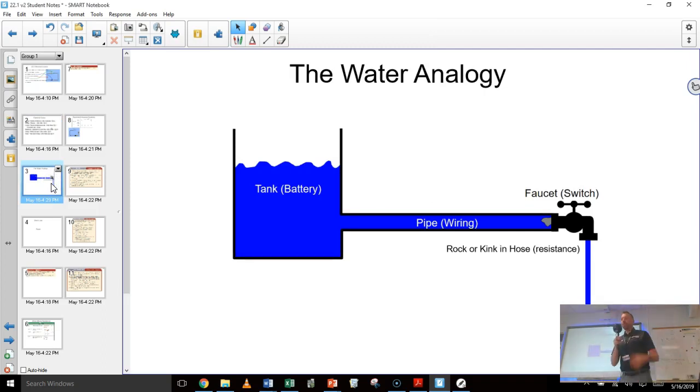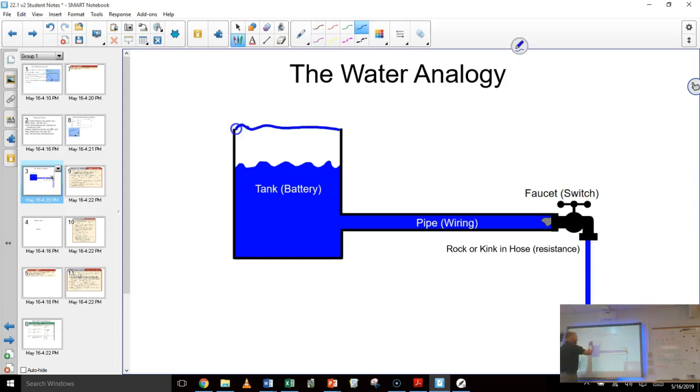Electricity is like water, and voltage is like the level of water. So if you had a tank that had more water in it, it's going to have more voltage and more pressure pushing down on it, which is going to squirt more water out of it. So the more pressure you have, the more water can flow.